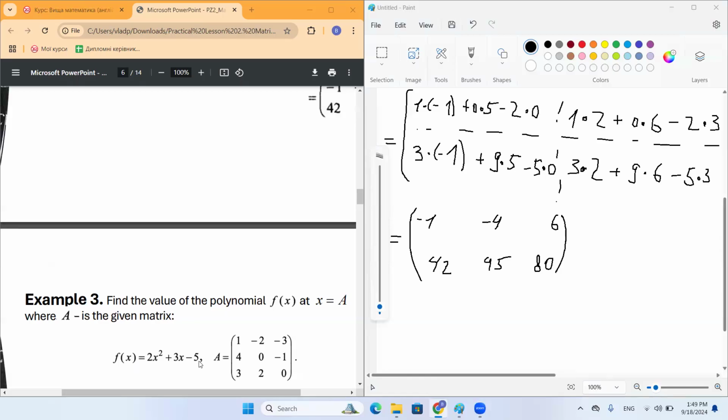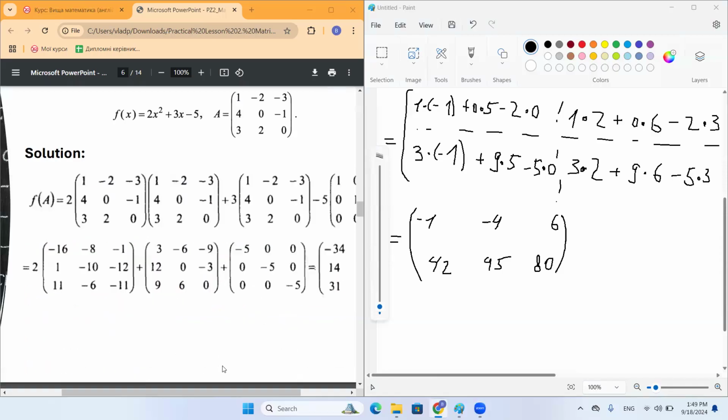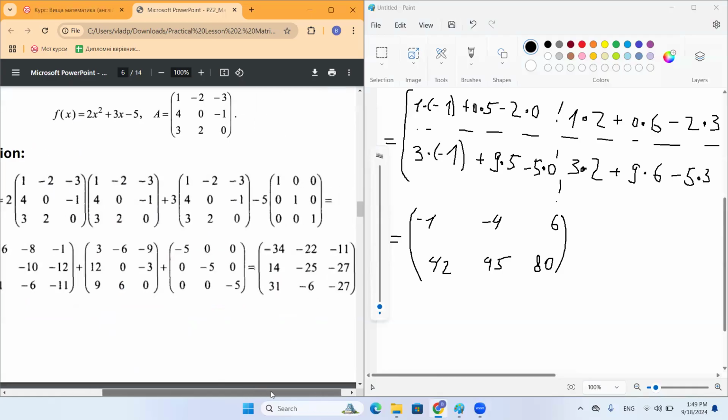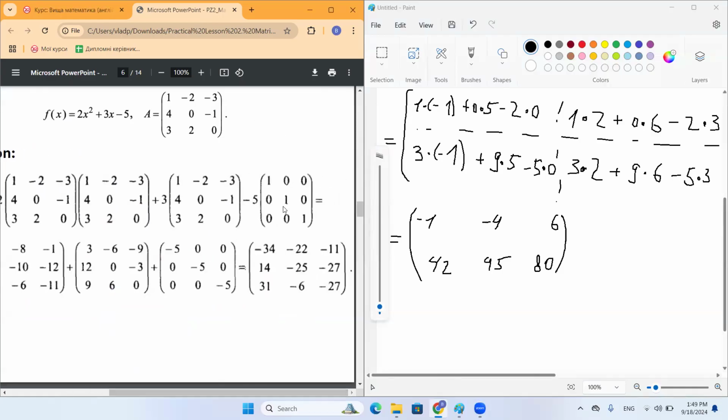Yeah, that's an interesting question. Any ideas? Maybe we have to use the identity matrix. Correct. Yeah, we multiply by the identity matrix. And here is the example. So we just multiply -5 by E.